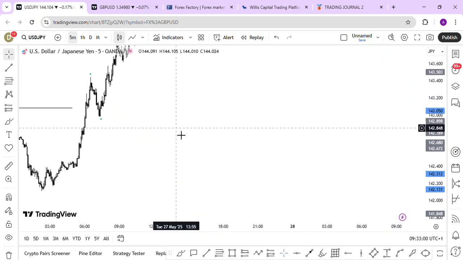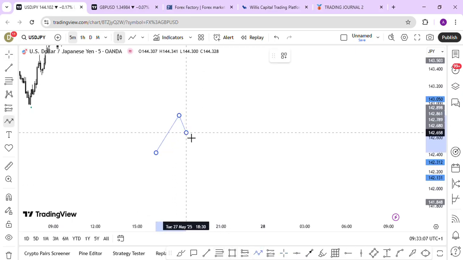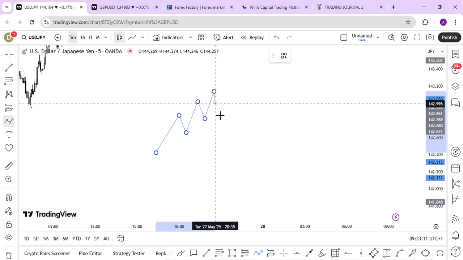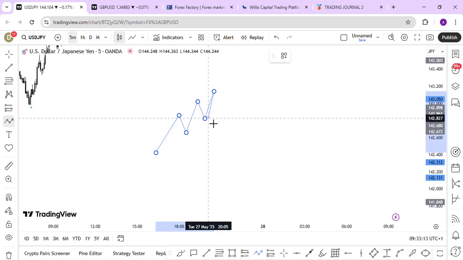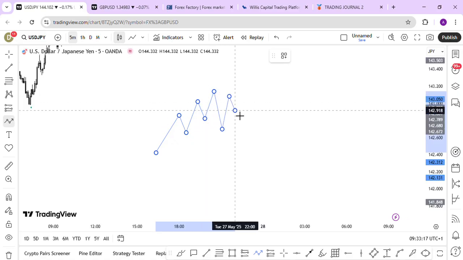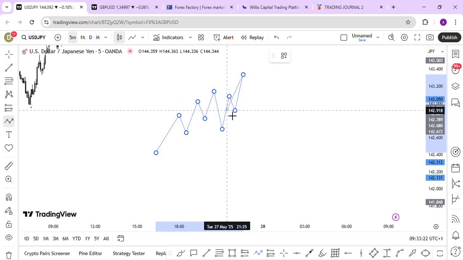Okay guys, this is USD JPY 5 minutes. I just want to show you guys something briefly. Whenever you open your chart and you see something like this in the market, wait for this level, the previous low, to be taken out. Once this level has been taken out and market close above here, it's established that you have a structure.